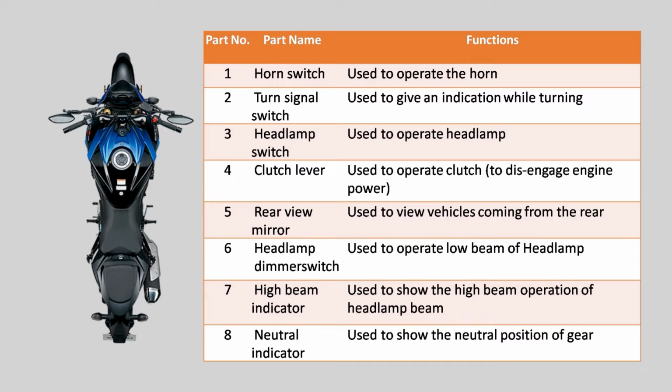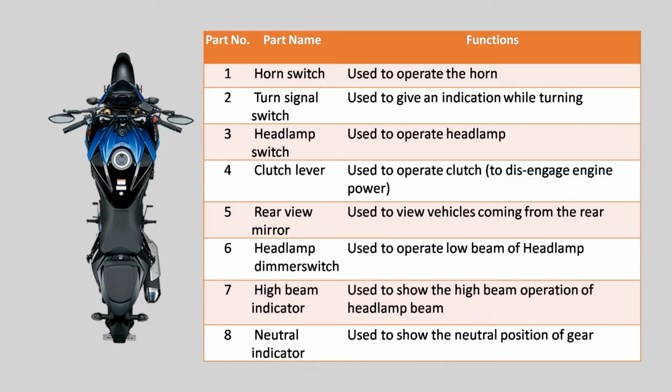Headlamp dimmer switch. Sometimes what happens in the night, you are also operating the headlamp. The person who is coming from the opposite side, he is also switching on the headlamp. So sometimes your eyes face some brightness, so you want to dim the light. So it is called the dimmer. You use the dimmer so that you can easily see the person who is coming from the opposite direction.